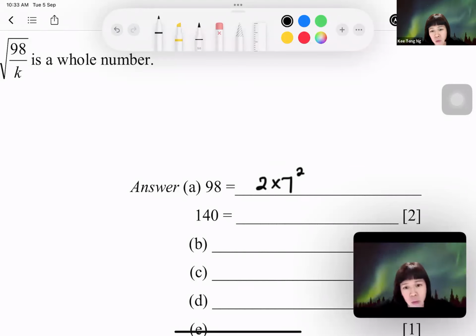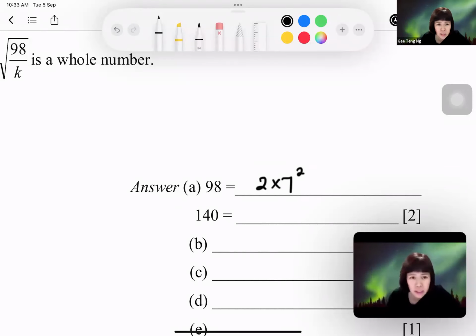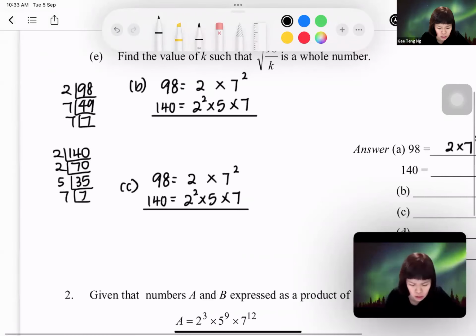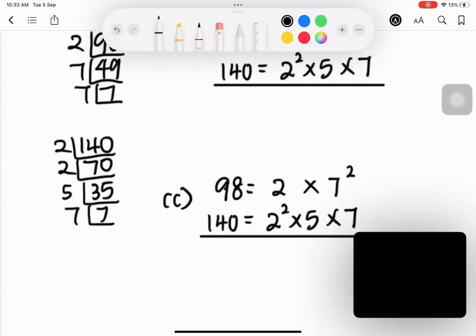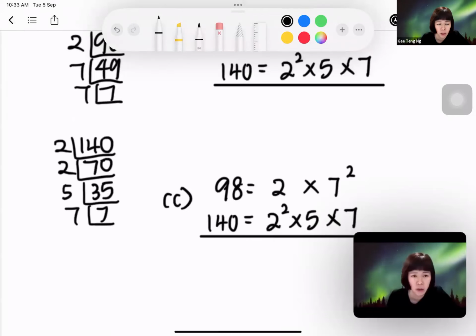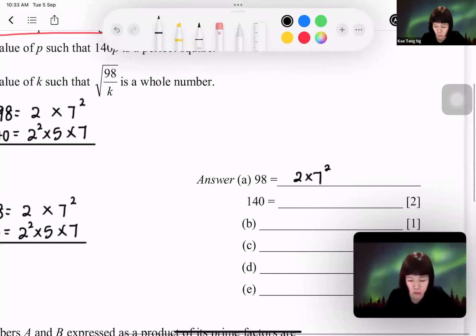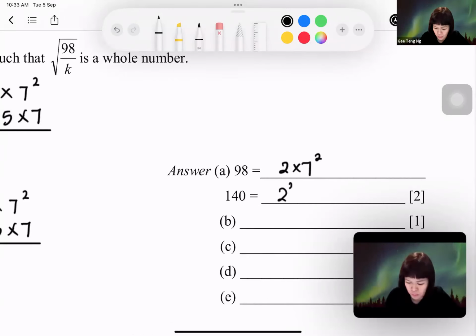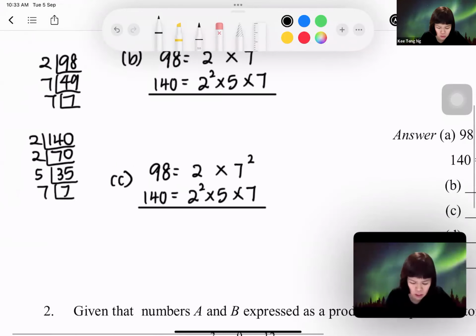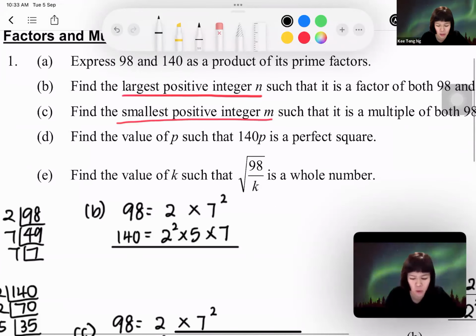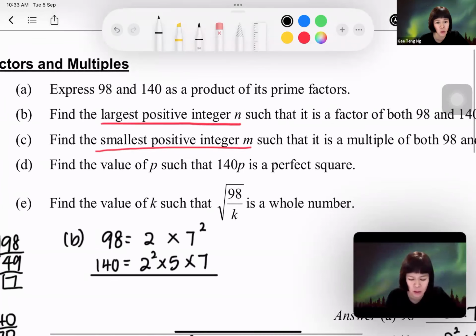All right, so this one will be 2 times 7 to the power of 2. Next one, 140. 140 can be divided by 2, then divided by 2 again, and divided by 5 and 7. So you notice this is divided by 2 two times, so it's 2 to the power of 2 times 5 times 7. Okay, so this is the product. So that is the first part of the answer, express this as a product of its prime factors.